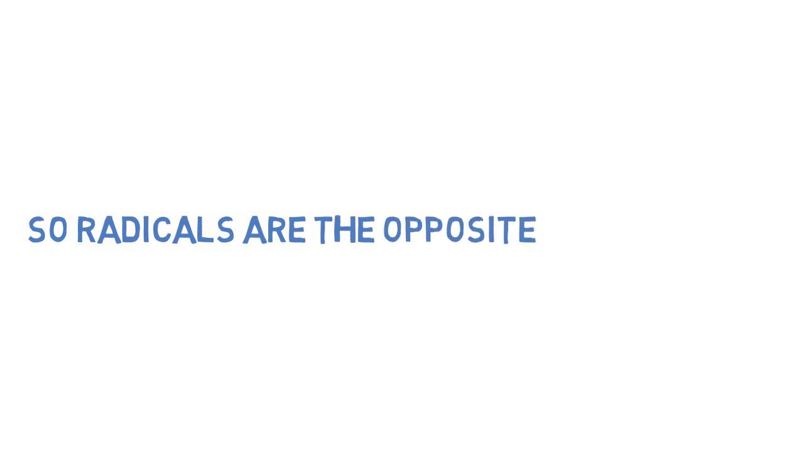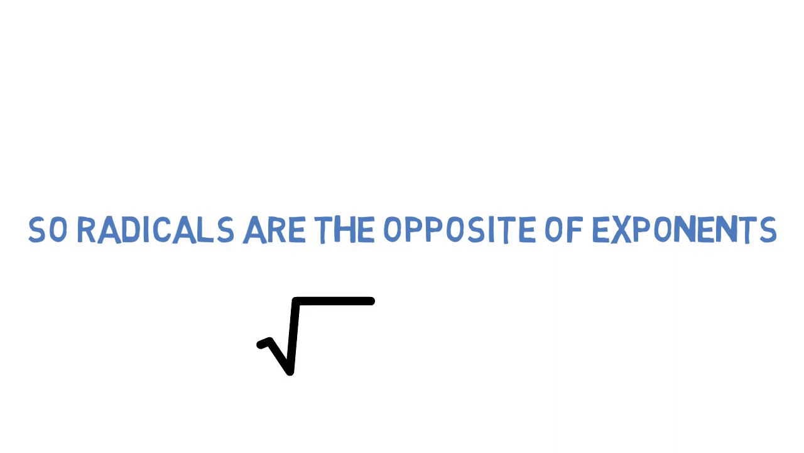So radicals are the opposite of exponents, and because of this, they cancel each other out. So if we have a root of some number, for example, a cube root, but then we raise that root to the third power, this cube root and the cube, because they're the same number, will cancel each other out. And so what we're left with is just the number inside the radical. So the radical and the exponent go away.